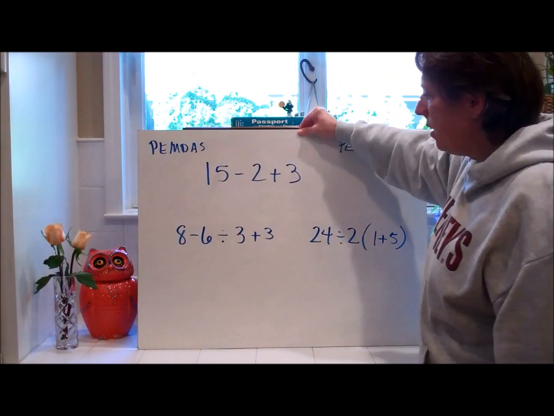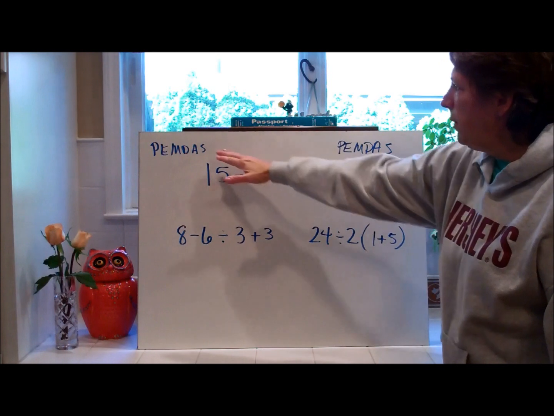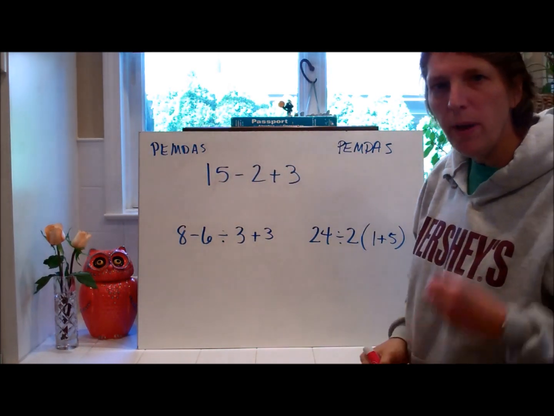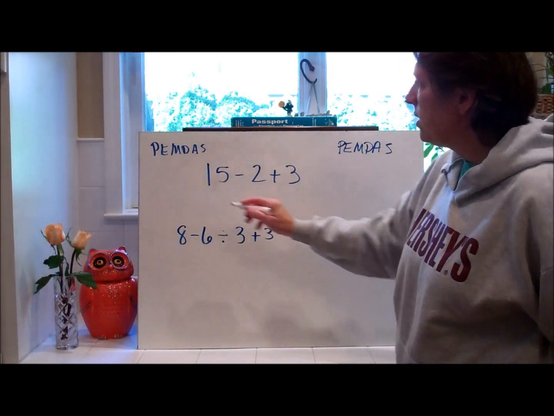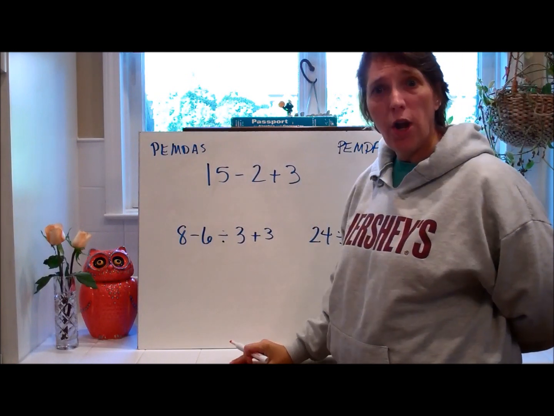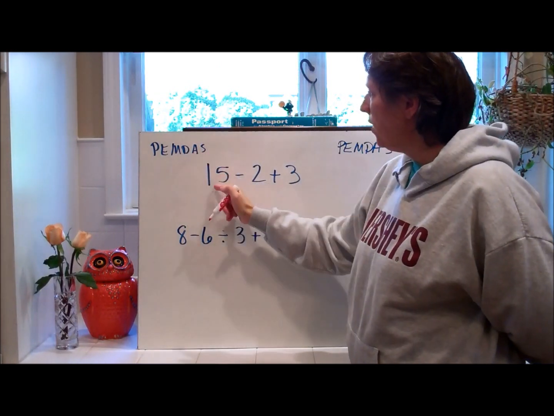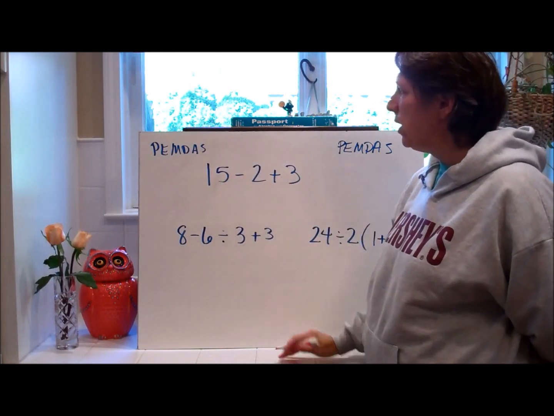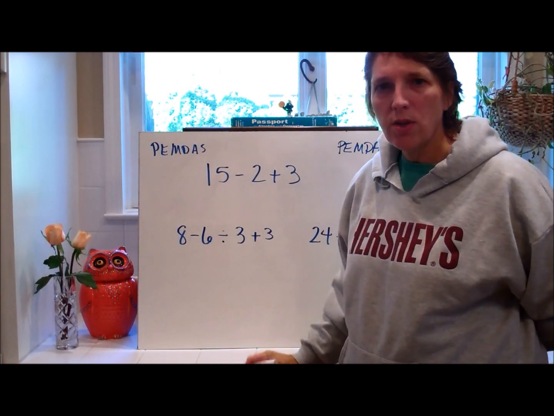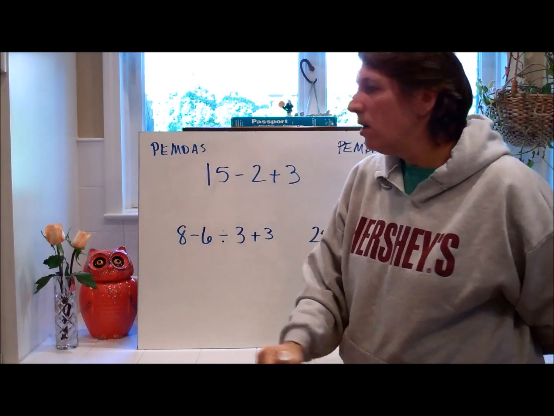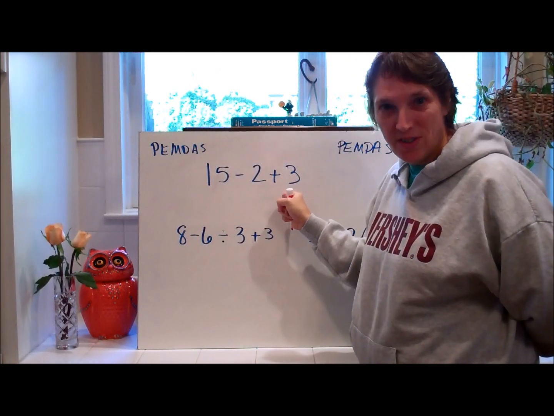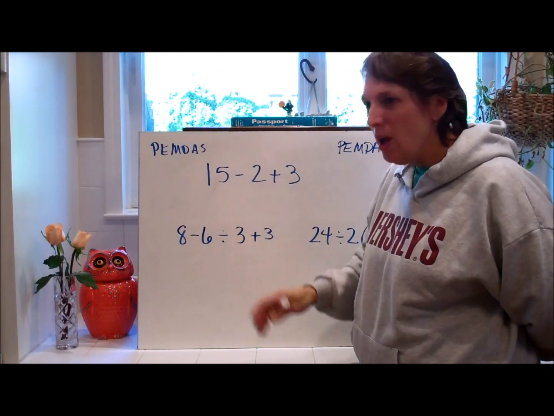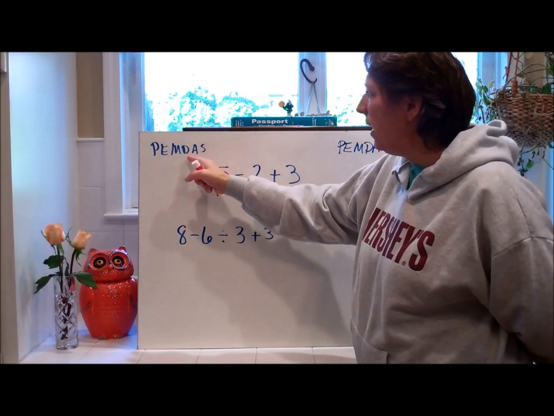So here we go. We're going to do these together. PEMDAS, always right at the top of your paper till you know it. We say, are there any parentheses? No. Any multiplication or division? No. And this says 15 minus 2 plus 3. Then we do addition and subtraction. We do not do addition first. No. We go left to right.